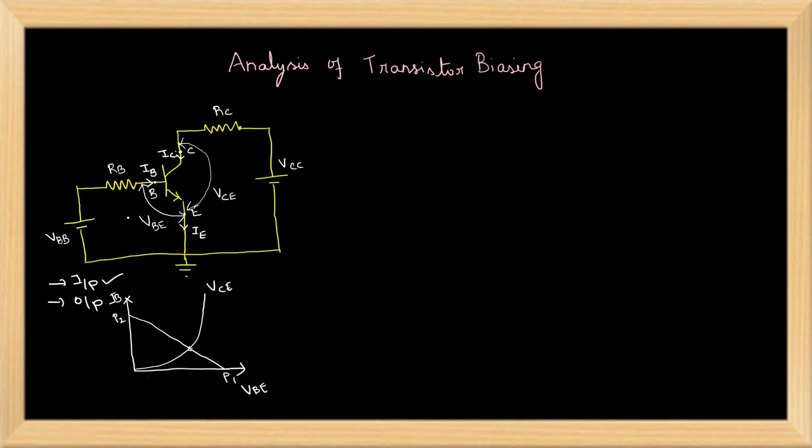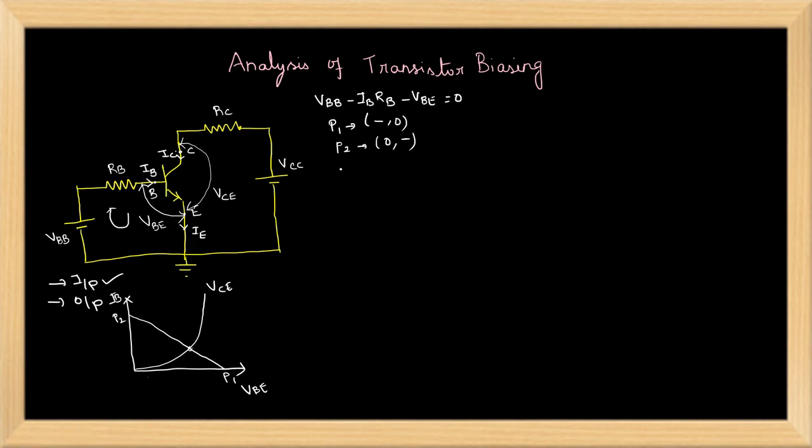To find those points, first we will apply KVL at the input side of the transistor. So when you apply KVL, you will get VBB minus IBRB minus VBE equal to 0. When you see the characteristics, the point P1 will have some value at x-axis and 0 at y-axis, and the point P2 will have 0 at x-axis and some value at y-axis. So we can get the point P1 by applying IB equal to 0, and we will get the point P2 when we substitute VBE equal to 0 in the equation.